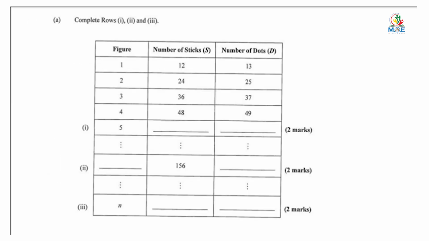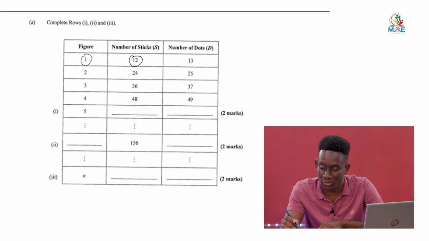So we have figure 1, number of sticks and the number of dots. We see for figure 1, we have 12 sticks, which is S, and 13 dots. For figure 2, we have 24 and then 25. So we already see that the number of dots is increasing by 1 based on the number of sticks. For figure 3, we have 36 and 37. For figure 4, we have 48 and 49. So whatever answer we get here, we just have to add 1 to it to get this one. So how can we move from figure 1 to 12?